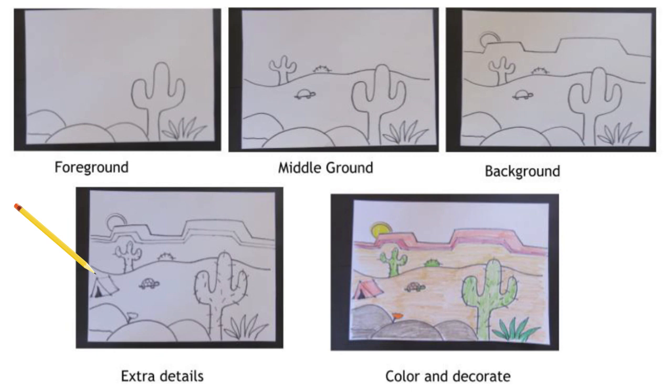Now add any extra details you want. We added a tent, prickles on the cactus, and more hills. Color and decorate as you wish.